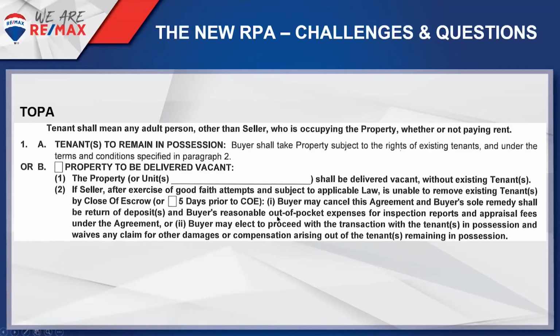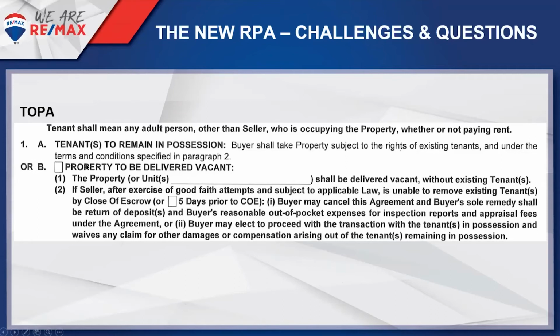The TOPA has a lot of other stuff about copies of the rental agreements and what you do with deposits. But the thing I want to point out is it has protection for the seller that if for some reason, even after making a good faith attempt to get the tenant out, the seller can't get the tenant out, even though the intent was, I'm going to deliver the property vacant with the TOPA. So you use the TOPA to say I'll deliver it vacant.